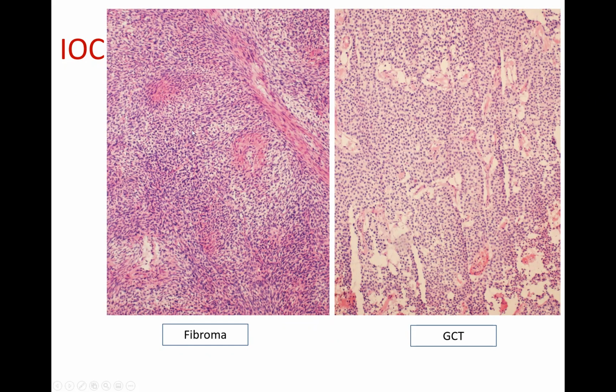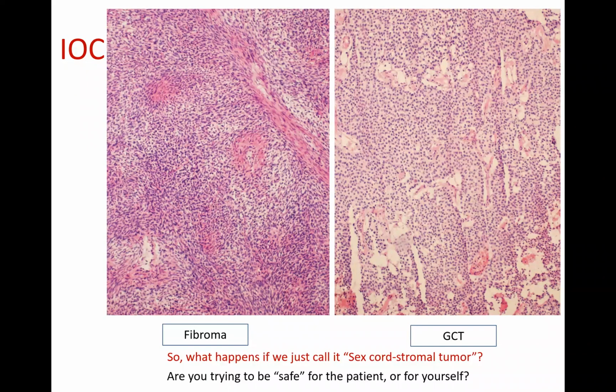So the one on the left is a fibroma. The one on the right is a granulosa cell tumor. So I will say this is a granulosa cell tumor. I favor sex cord tumor, favor granulosa cell tumor.